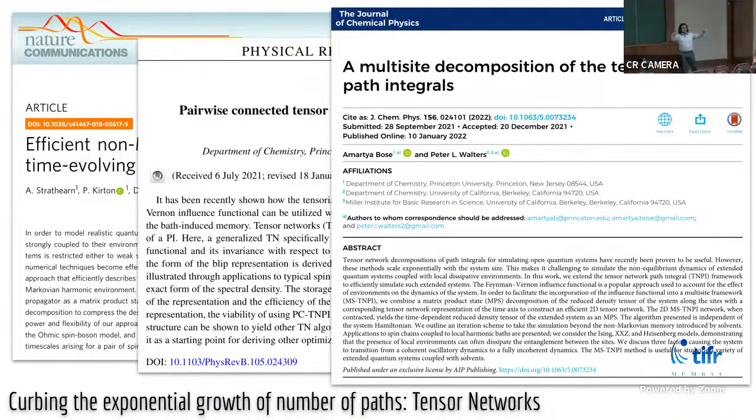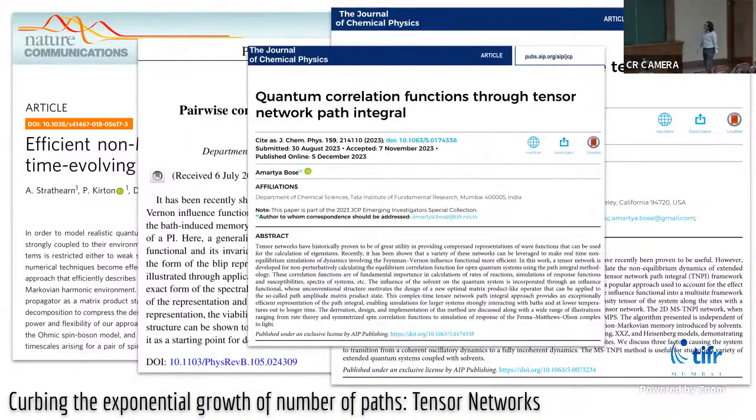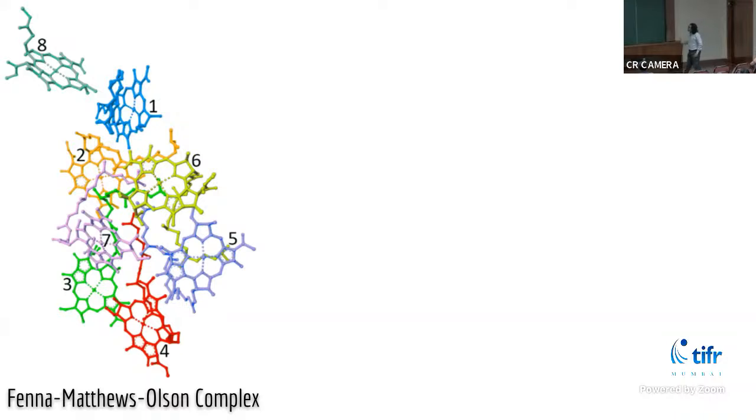So right now we were decomposing along the time axis, the temporal axis. You can do a 2D decomposition along space and time to obtain another tensor network which can handle really long systems. They can be used for quantum correlation functions, and so on and so forth. A lot of things can be done. Now back to this.